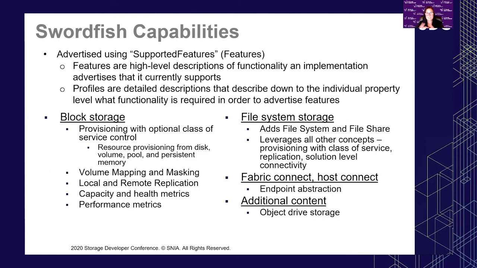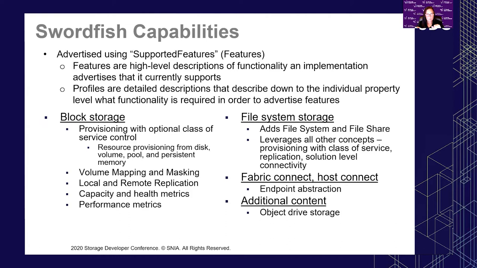So, kind of summarizing some of the capabilities here. We've talked about the features registry. What goes in there is supported features. There's 14 of those currently, and we expect to have quite a few more rolling out in a few months to support the NVMe and NVMe-oF configurations. But features are really high-level descriptions of functionality that an implementation can advertise that it supports. On the implementation side, profiles are how an implementation can verify and work. You know, that's the detailed language we've provided for the implementations, either client or device side, to basically validate what the details of that are.